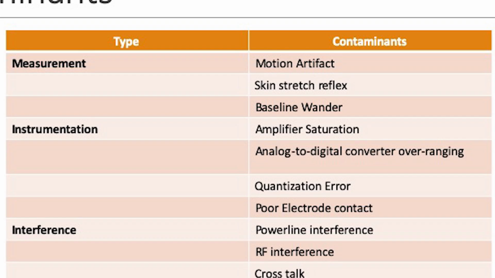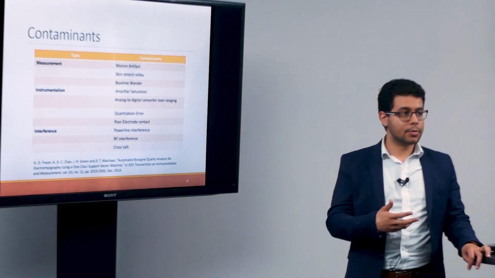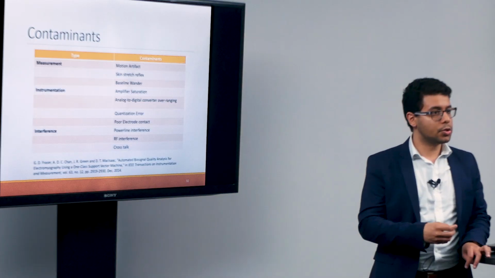There are different contaminants, and this is a very nice table that summarizes it. It can be divided into measurements, instrumentation, and interference. The measurements are what you're getting as you are measuring the signal. The instrumentation comes from the instrument that you're using. And finally, the interference is from outside sources.